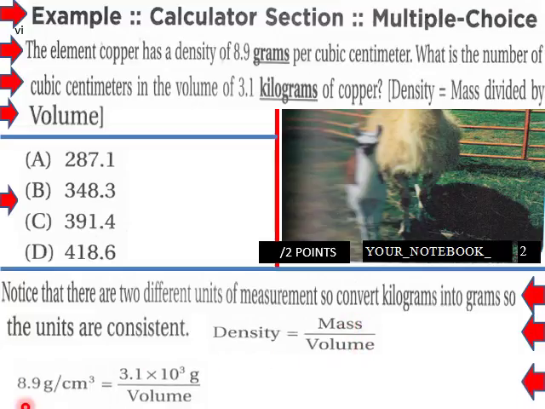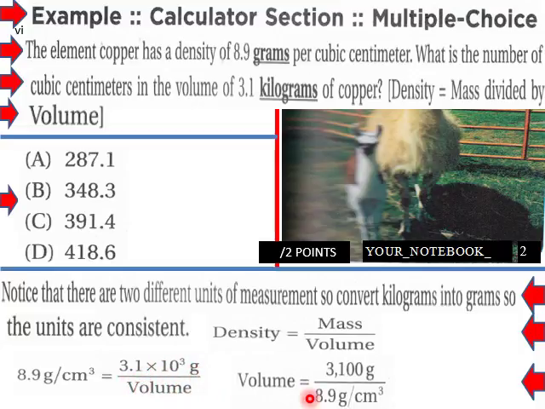Density equals mass over volume. So we have 8.9 grams over cubic centimeters. We have 3.1 times 10 to the third grams over our volume. And our volume would equal 3,100 grams over 8.9 grams per cubic centimeter. So this is what we're dealing with from up here in the problem. 3.1 kilograms is 3,100 grams.